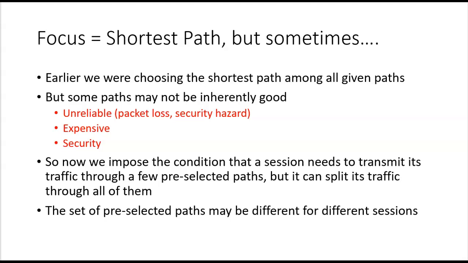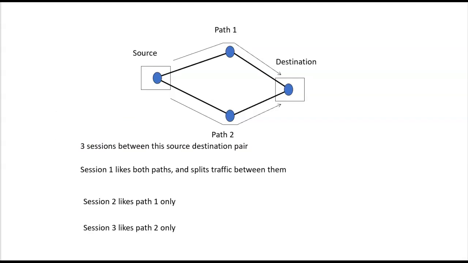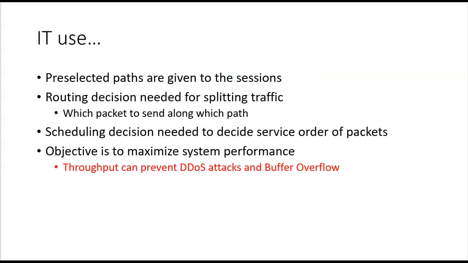And they can split the traffic through all of them, so there are some considerations, right? There are many types of paths, sessions, and solutions. For example, three sessions between the source and the destination here are possible. There's the arc from the source node to path 1 to destination, or the arc from source to path 2 to destination, or it could be either, right? That is another set of considerations.